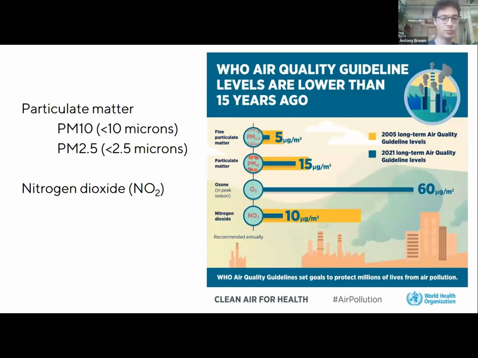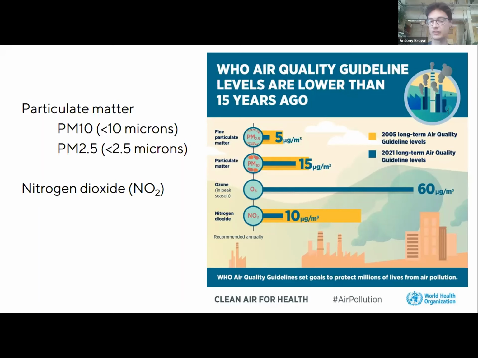And there are two pollutants that are of particular concern for human health. First is particulate matter, which is a mixture of solid and liquid particles that's suspended in air. And they're usually categorized by their size. So you have PM10, which is particles that are less than 10 microns in diameter, and PM2.5, which is particles less than 2.5 microns in diameter. And these smaller fine particles penetrate deep into the lungs and cause cardiovascular disease, respiratory disease, and lung cancer.